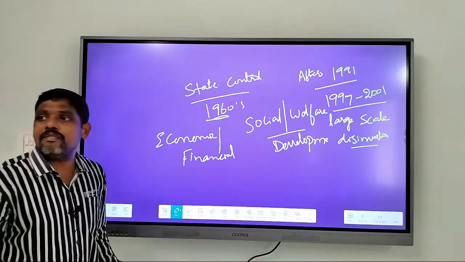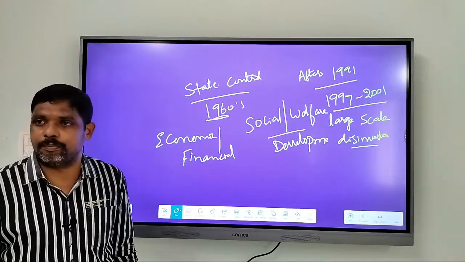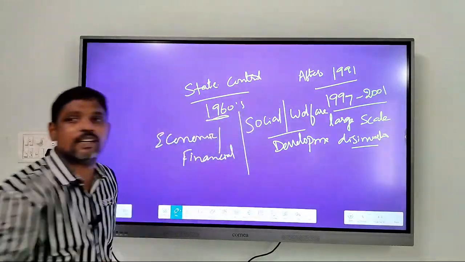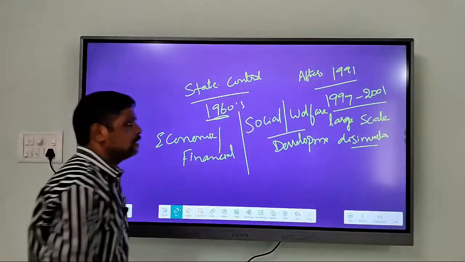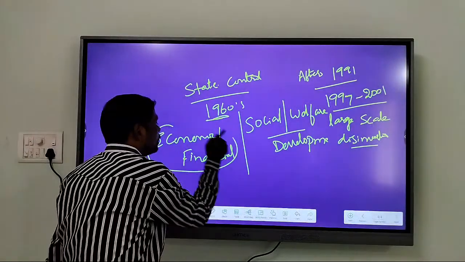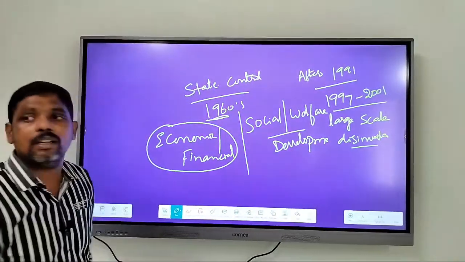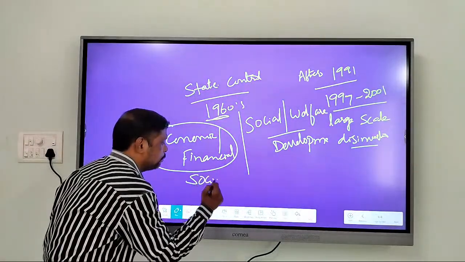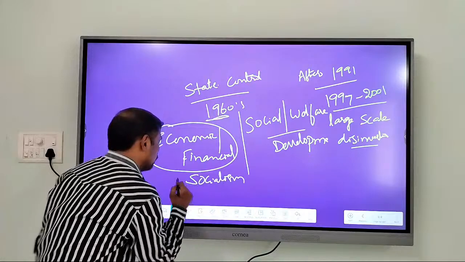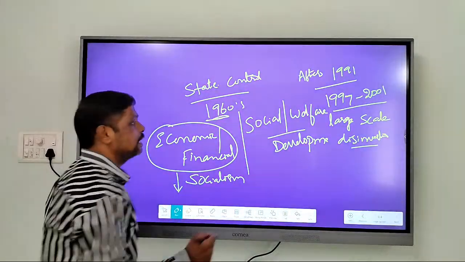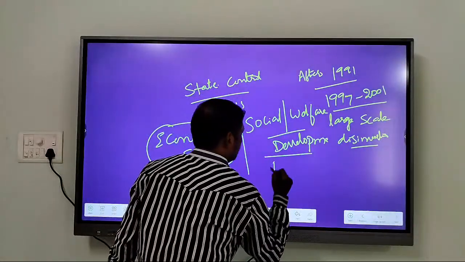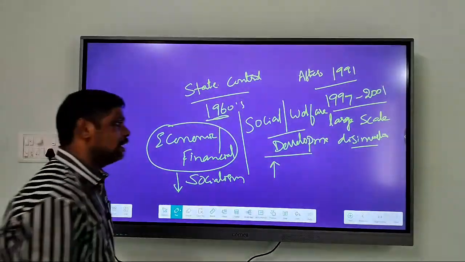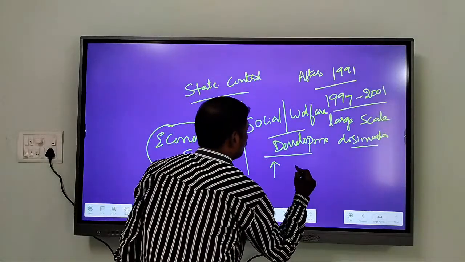So, when we talk about relevance of socialism, you should clearly differentiate. In the area of economic or financial sector, the relevance of socialism has come down, whereas in the areas of development, in the social and welfare sector, there is still a relevance of socialism.